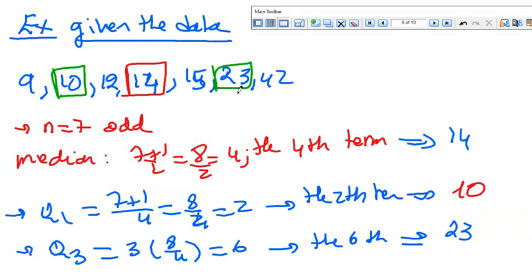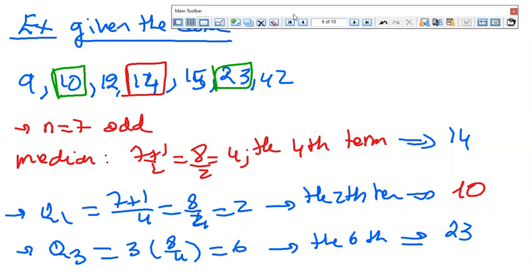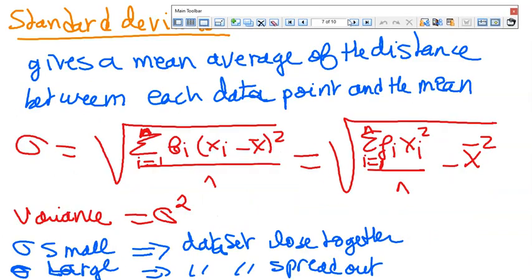So those three values are very important later on. I want to draw the box and whisker plot, so it's very important to be able to know how to find those values.